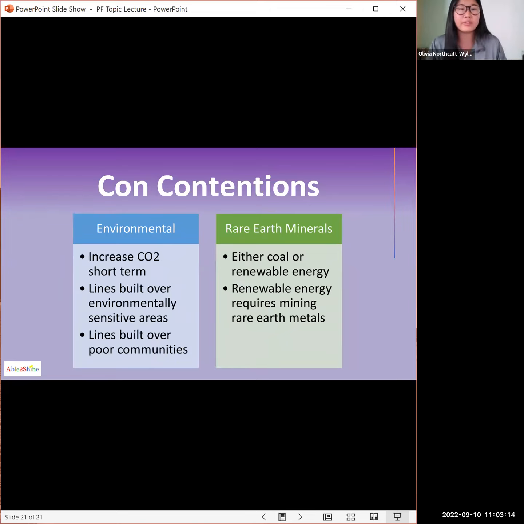The last two contentions: first, environmental. Lines are built over environmentally sensitive areas, so there could definitely be some arguments about hurting biodiversity, things like that. You could have increased CO2 in the short term, right? Putting in the rail track, the elevated systems produced, the CO2 produced to mine materials to make the trains and cars, so there's great evidence that this is going to massively increase our carbon dioxide output, especially in the short term. The last one, it's not really environmental, but it is a contention area, is that the lines are more likely to be built over poorer communities, because people will have less political influence to reject the rail systems. So that could be something you're thinking about when you're making the contentions.